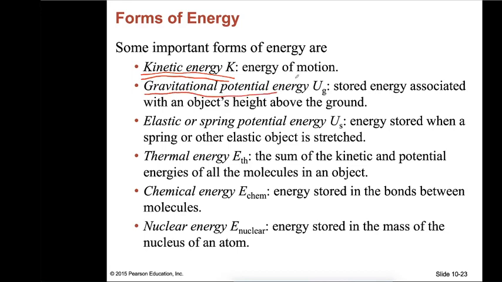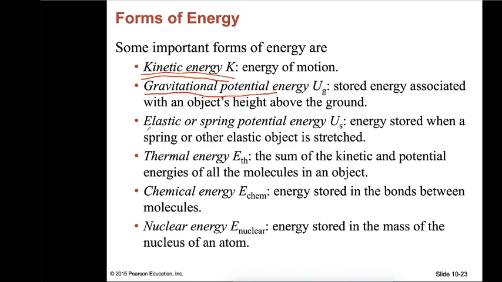The second type of energy is gravitational energy. The gravitational potential energy is stored energy associated with an object's height above the ground. For example, if you lift a book up, then when the book is in a higher position, it has a higher gravitational potential energy. So the higher the object is, the more gravitational potential energy it gained.